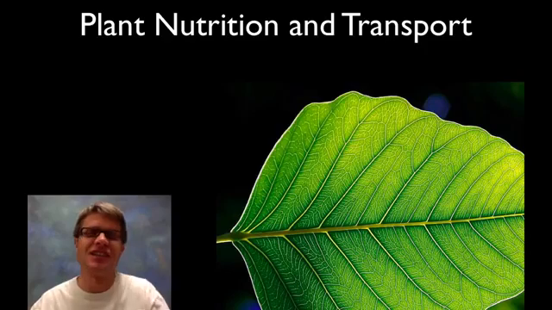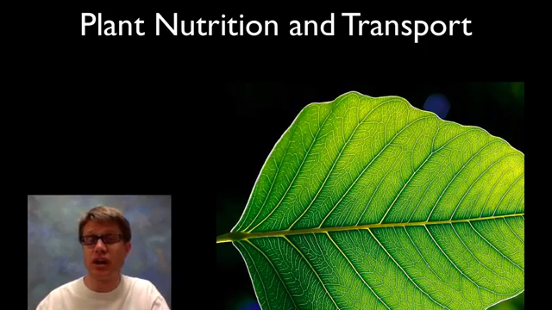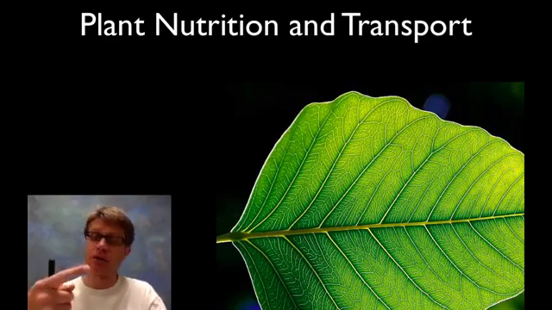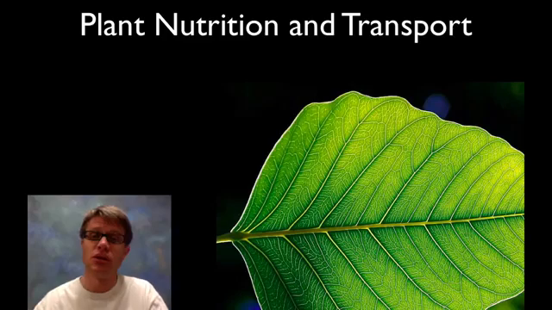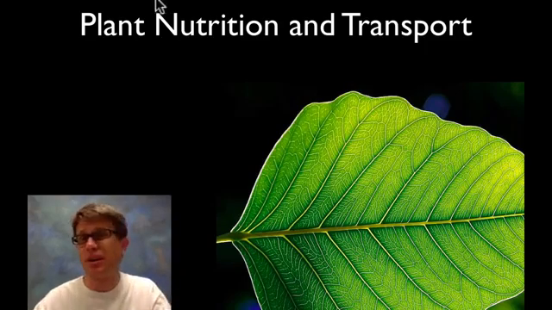Hi, it's Mr. Anderson, and in this podcast I'm going to talk about plant nutrition and transport. I'm going to use a number of terms that you should be familiar with, like monocot, dicot, ground tissue, vascular tissue. And if you're not sure what I'm talking about, make sure you go back and watch the previous podcast on plant structure. But before we get into that, we should talk about what plants need.